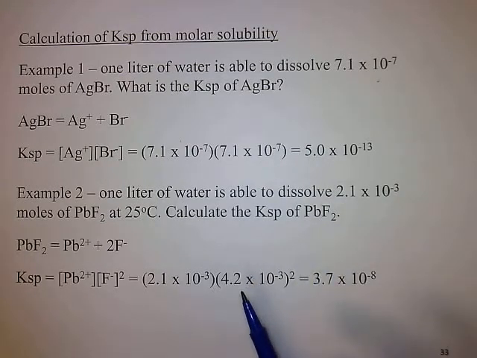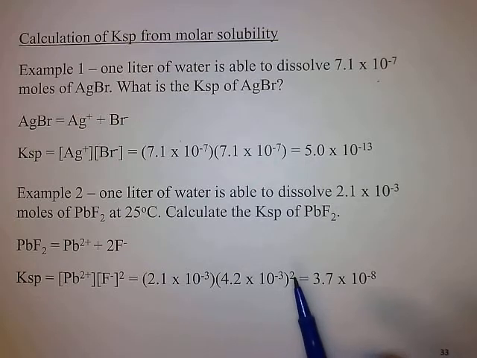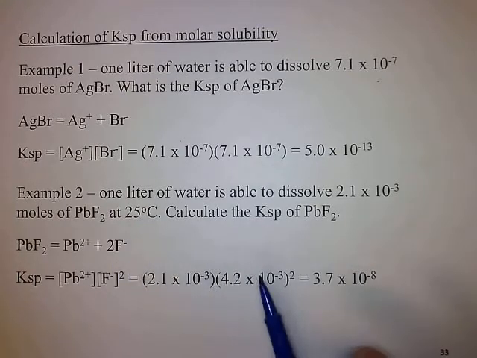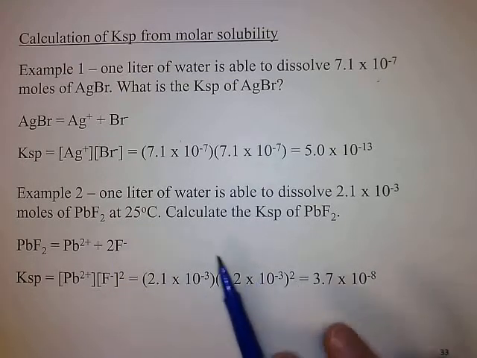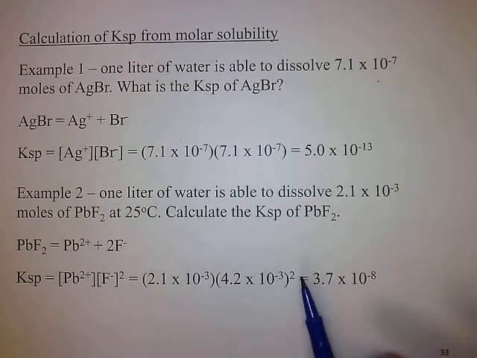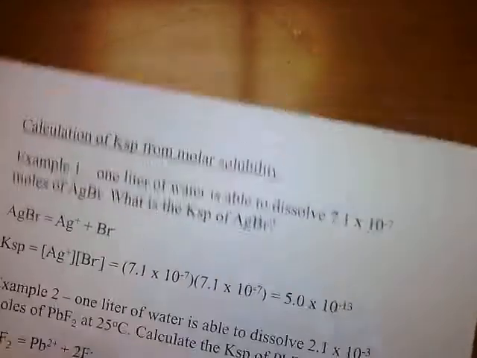But then we not only have to multiply it by 2, we have to square it because the coefficients become the exponents. In other words, this 2 becomes a square here. So when we figure out the KSP, not only do we have to double this, we also have to square it. And this comes out to be 3.7 times 10 to the minus 8. Okay?